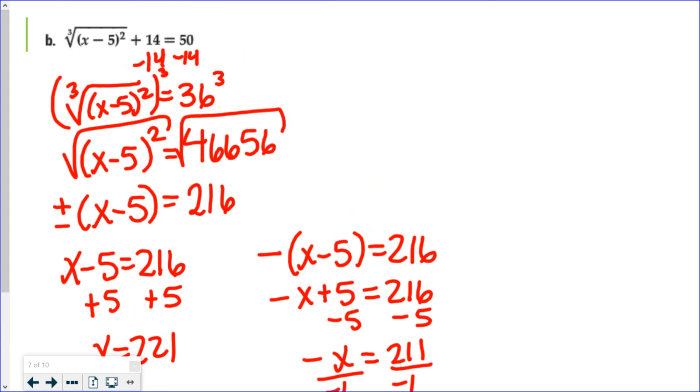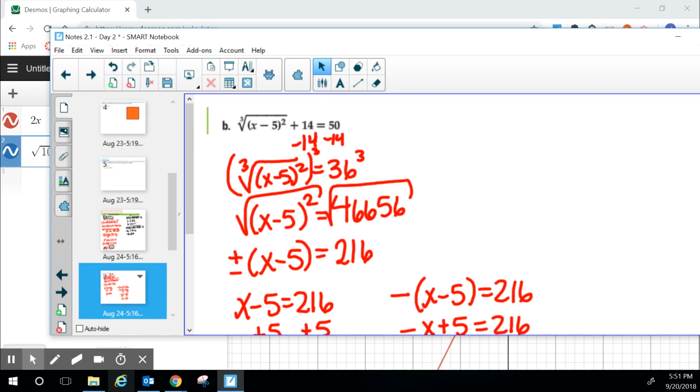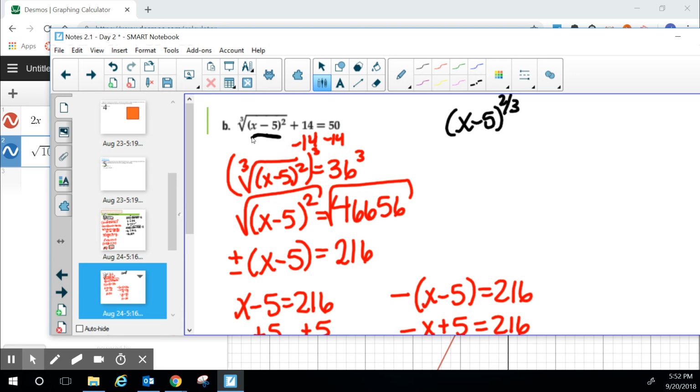Let's see what Desmos has to say about this one. So we want the cube root, which Desmos won't do, but we can make it into exponential form. So I want x minus 5, I'm going to rewrite that as x minus 5 to the 2/3 power plus 14. So x minus 5 to the 2/3 power plus 14. I'm going to put it in rational exponent so that I can plug it into Desmos.